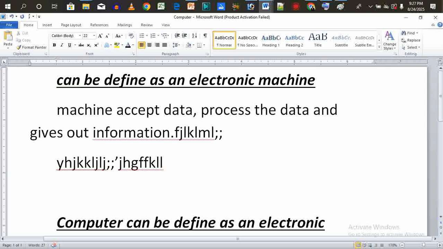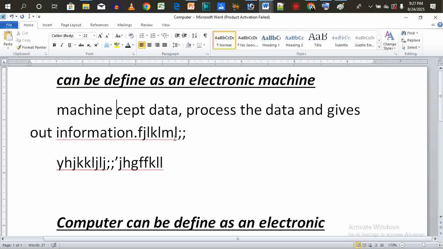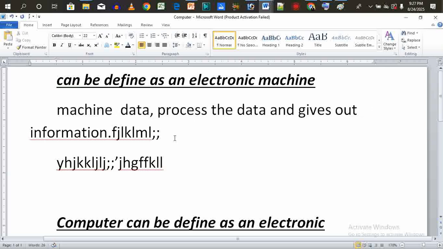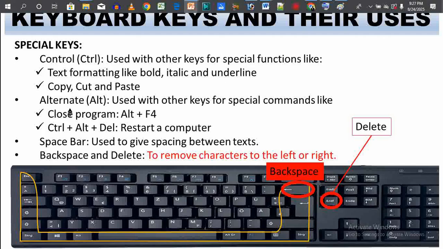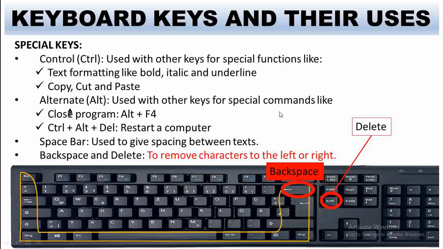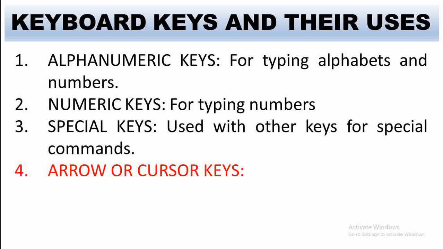If I press delete, it will be deleting ACCEPT. So it's deleting them to the right. Those are the two differences between the backspace and the delete. We have to understand these two buttons better. So like I said, backspace is used to delete to the left, while the delete key is used to delete text to the right. The next one is arrow or cursor keys.